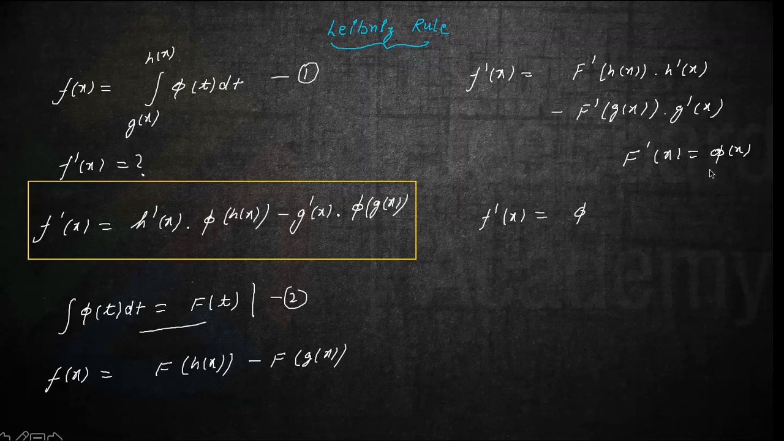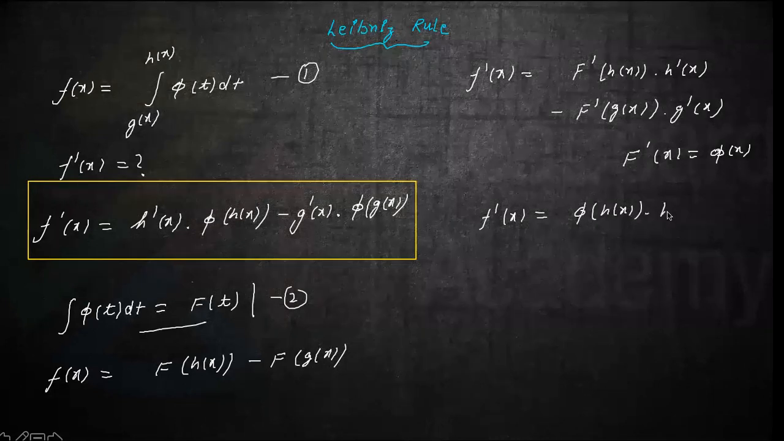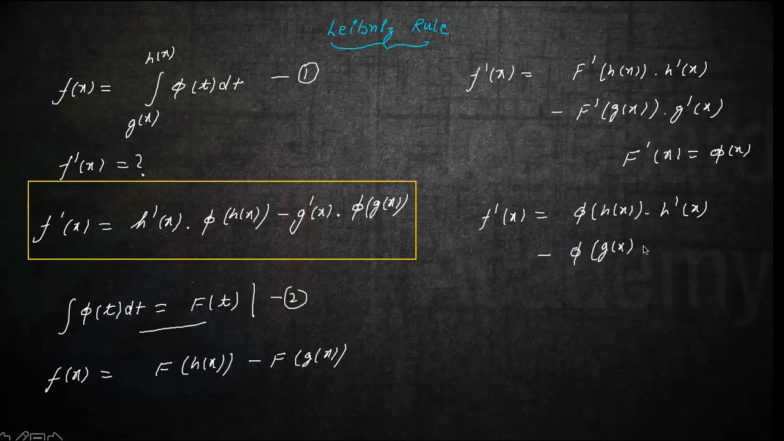So this becomes phi. So phi of hx into h dash x, which was earlier here, and minus again phi of gx into g dash x, because capital F dash x equal to phi x, you can replace x with h of x because here h of x is needed, and you can replace with g of x because here g of x is needed.